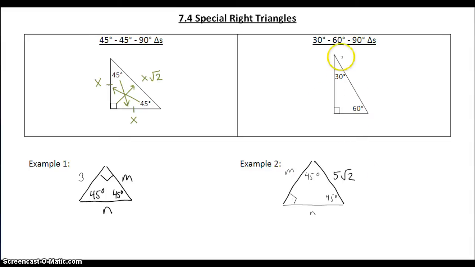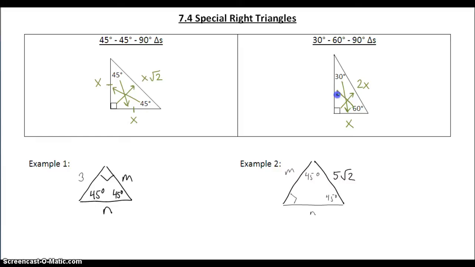In a 30-60-90 triangle, we have 3 different angles, which means that each side length is a different length. Across from the 30-degree angle will be our smallest side. Everything in a 30-60-90 triangle is based off the smallest side. So I'm going to label the smallest side x. The hypotenuse is going to be bigger than the smallest side. Well, it turns out that in a 30-60-90 it is exactly twice as big.